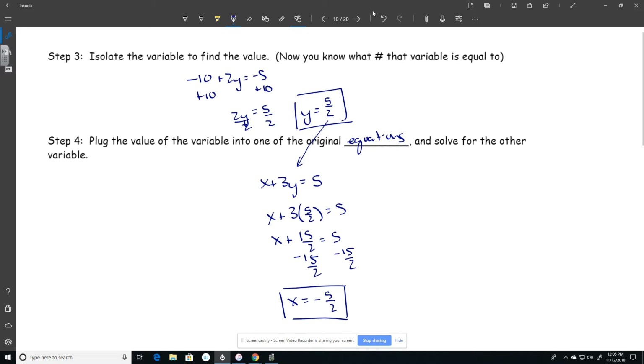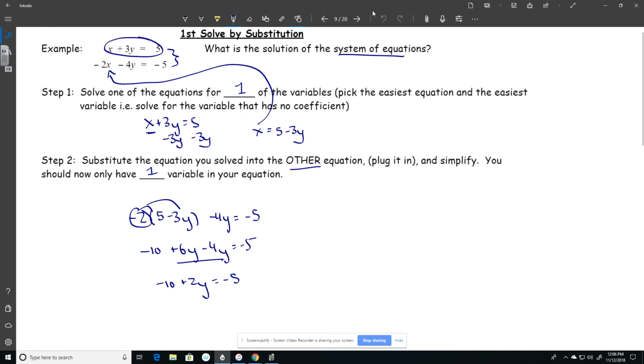So my solution to this system of equations is y equals 5/2 and x equals negative 5/2. And I'm going to write that. A lot of times we write it in an ordered pair, especially if we're dealing with x's and y's. That would be my answer because it's true for both of these equations. If I plug it into here, I get 5. If I plug it into this one, I get negative 5.